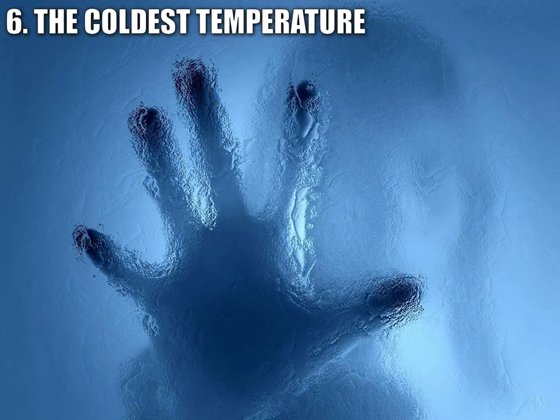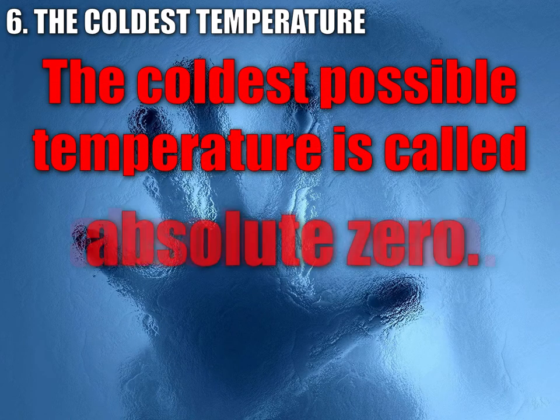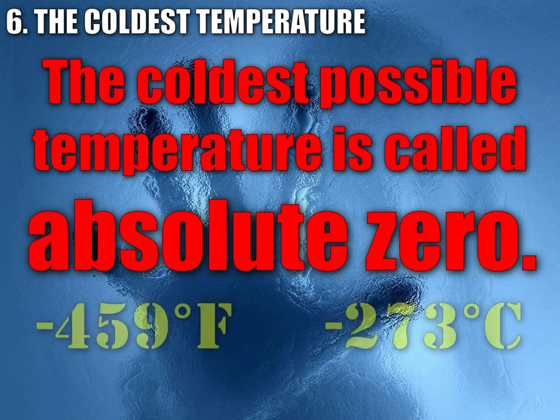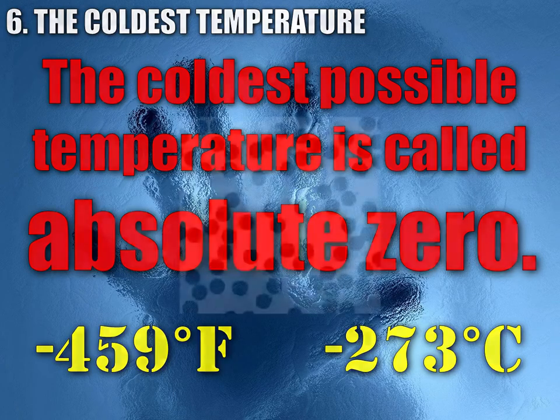The reason why Celsius and Fahrenheit are not the standard unit of temperature is because there is a coldest possible temperature, and that temperature is not 0 Fahrenheit and it's not 0 Celsius. It's actually way below that. The coldest possible temperature is called absolute zero. It's negative 459 degrees Fahrenheit and negative 273 degrees Celsius. This is 273 degrees below the freezing point of water in Celsius.